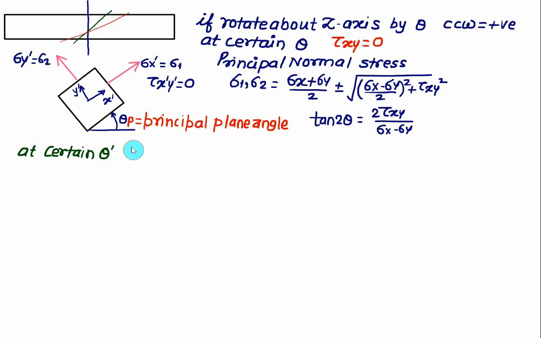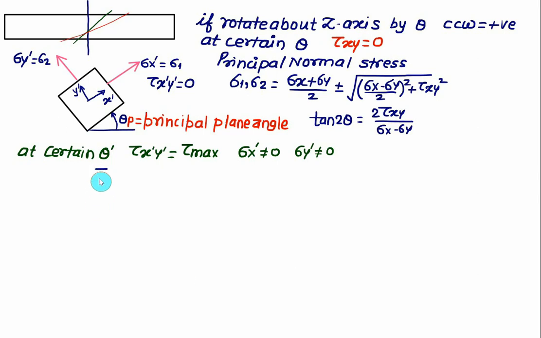And for this one the tau reaches its maximum value, that is, tau x'y' will be equal to tau max. But at this angle the value of sigma x prime is not equal to 0 and sigma y prime will not be equal to 0. Whereas in the case of the principal plane the value of the shear stress must equal 0. This value of tau max we can calculate using a relation.